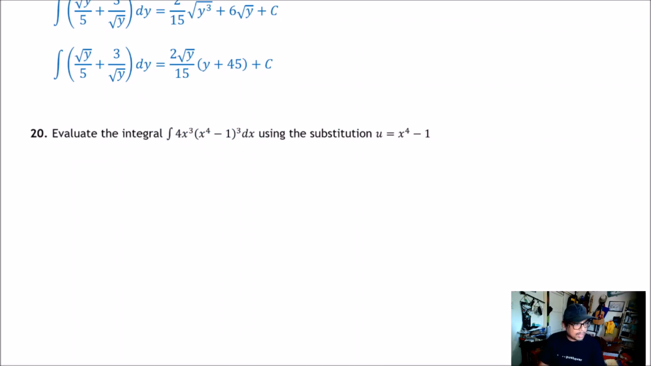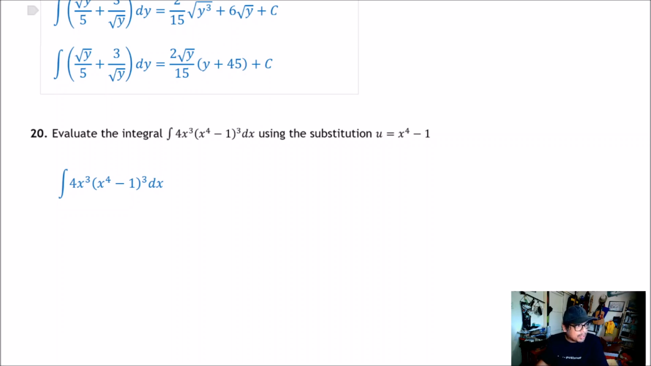Here we go. It says to evaluate the integral of 4x cubed multiplied by the cube of x to the 4th minus 1 dx, using that substitution where u is equal to x to the 4th minus 1. Okay, let's copy down our problem. Okay, here's our problem copied down.